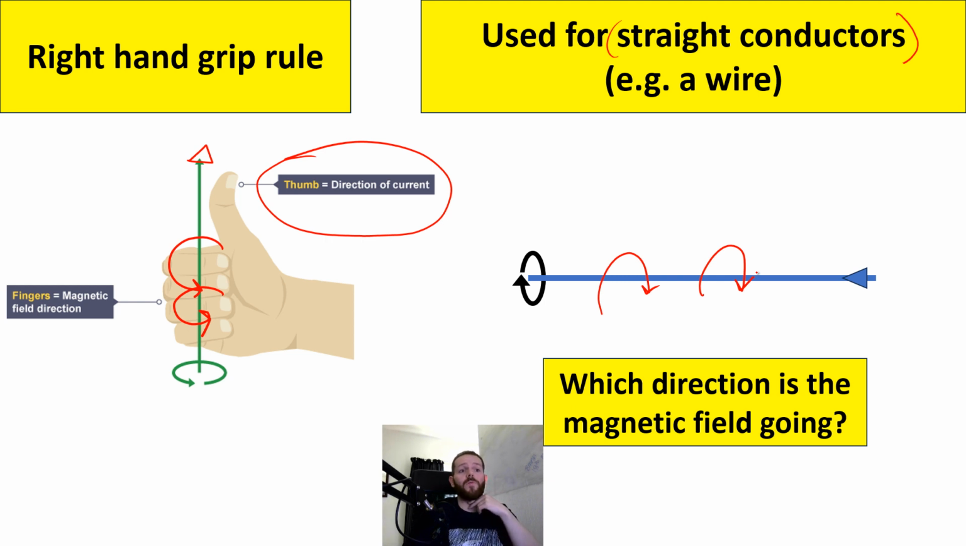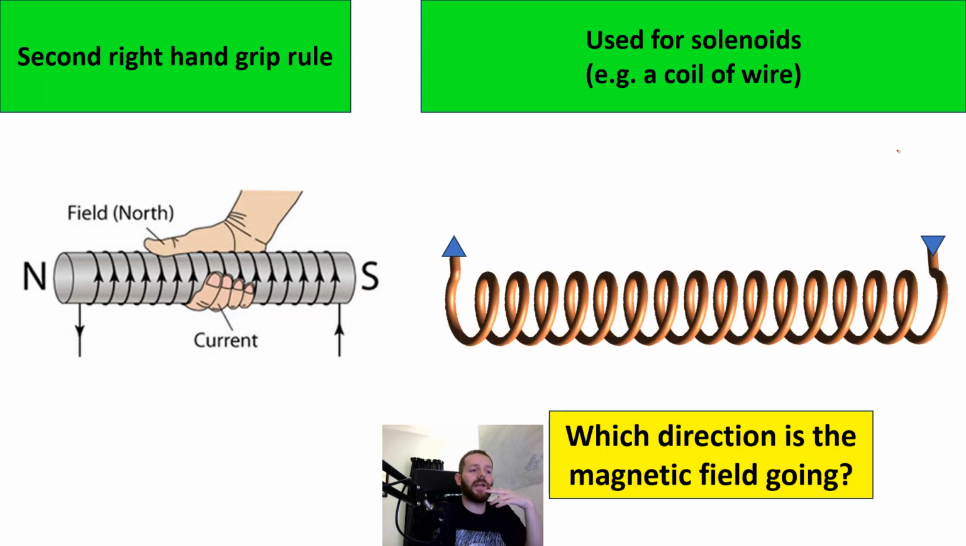Okay, it's showing you which way the magnetic field is going, and that is for a straight conductor, or they might call it a current carrying wire, or a current carrying conductor. There's loads of words they can use, but they're all talking about the same thing. Okay, so that is the right hand grip rule. That's the first thing that we looked at, and we've done that. Okay, so let's move on to the next one then.